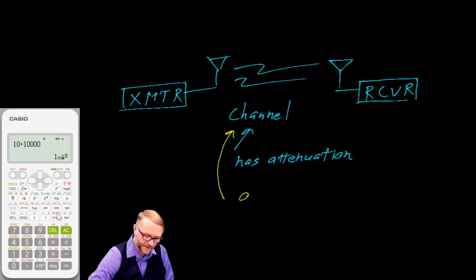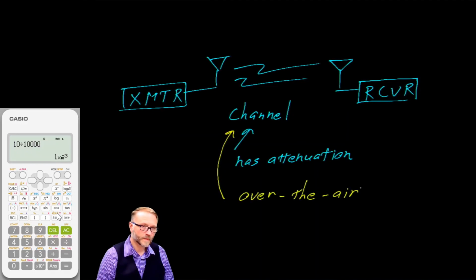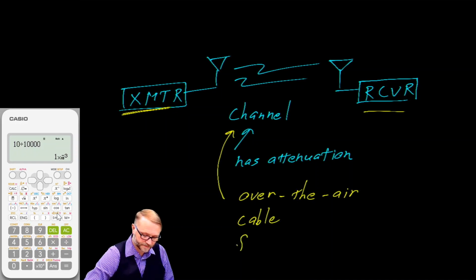If it's over the air, there will be a certain loss. You'll have a very powerful transmitter, yet the receiver will pick up a greatly attenuated signal. There's attenuation if it's a cable. There's even attenuation in fiber optics.